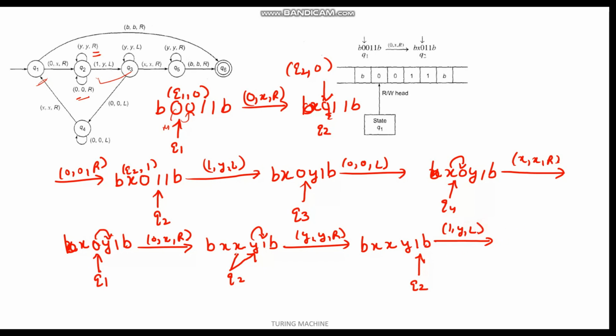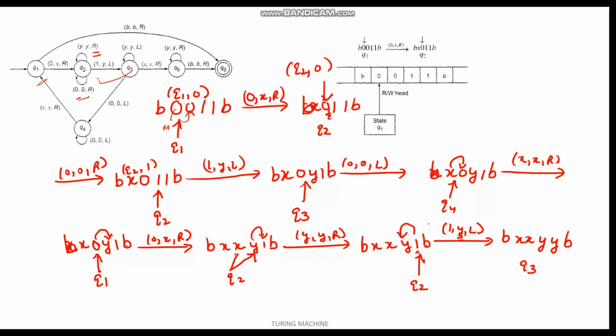What does it mean? It means from this it will move towards y, and this one is replaced with y. So my string will become b x x, 1 is replaced with y p. And my q2 state, when q2 is given 1, the state changes to q3, and where should it point?